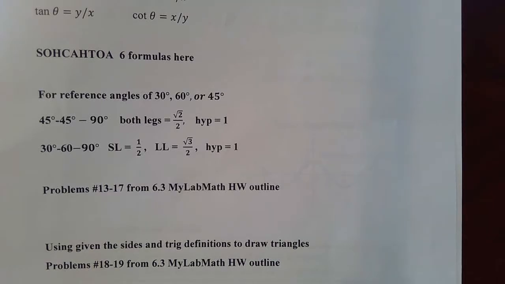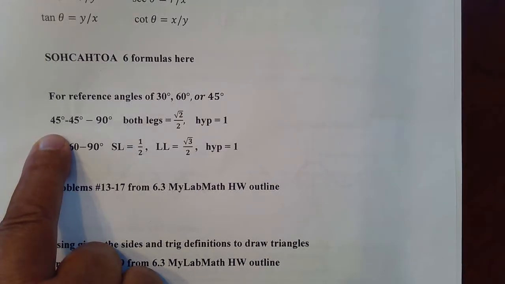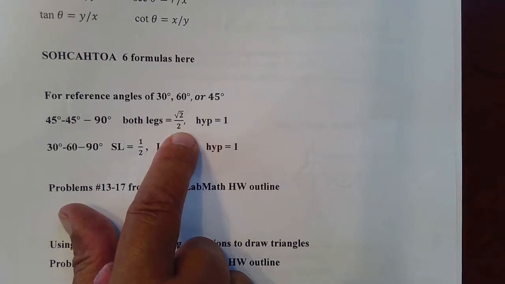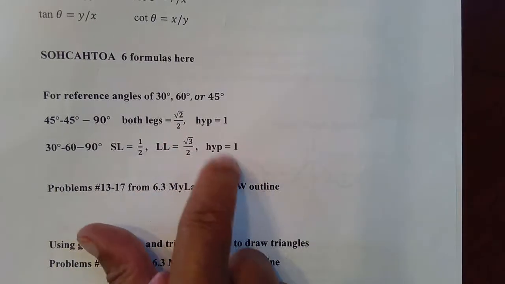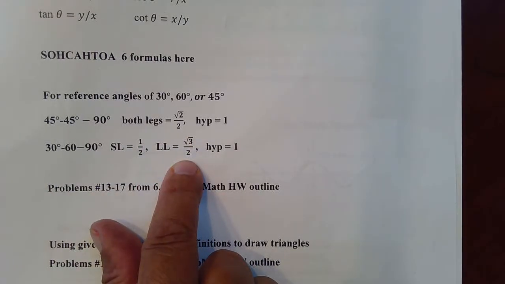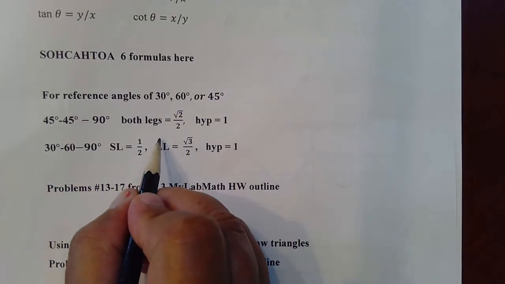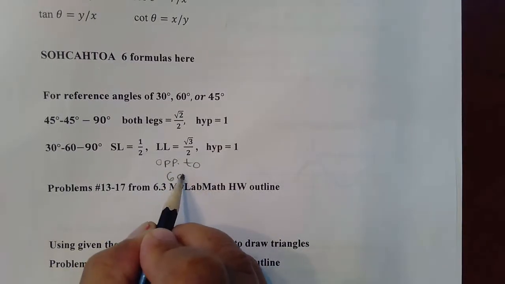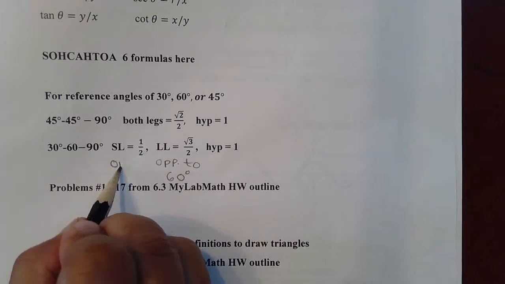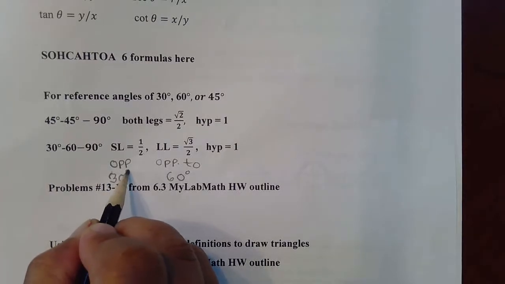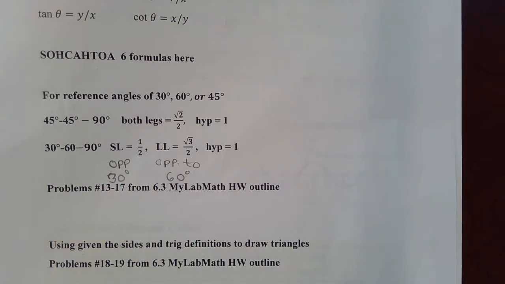and draw graphs. For reference angles, this is again a repeat of what we really hit in section 6.2. What happens with the legs when you're constructing a triangle inside a unit circle? That's why the hypotenuse is 1. Both legs are square root of 2 over 2. Here the long leg is square root of 3 over 2. And remember, that long leg is always opposite to the 60-degree angle, whereas the short leg is always opposite, in other words, across from the 30-degree angle inside your triangle. Don't forget that.